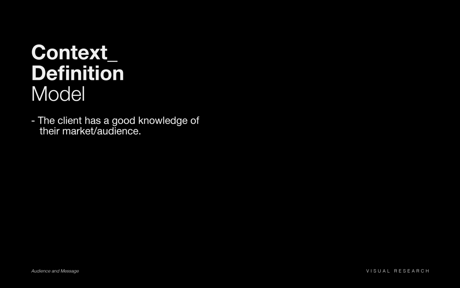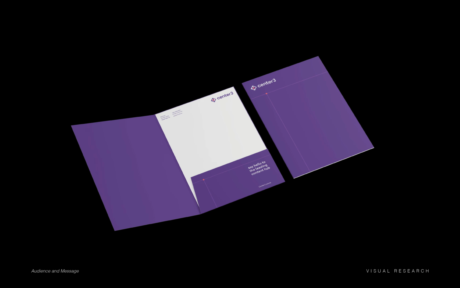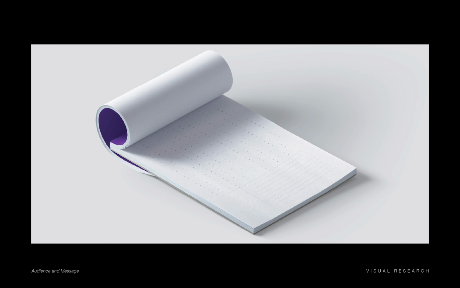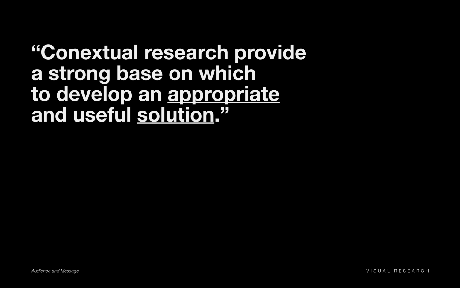On the other hand, the context definition model is when the client has a good knowledge of their market and audience. For example, Center 3 Guideline Book defines every aspect of the visual system. An important stage of the visual research process is getting familiar with the visuals by reading all the pages before starting to design. When developing the outcomes, our role was to design the visual solutions by following the brand book, and at the same time, keep in mind that the target audience is the employees at Center 3.